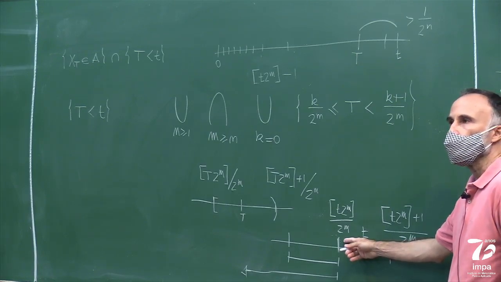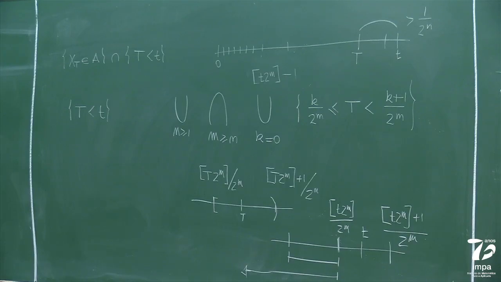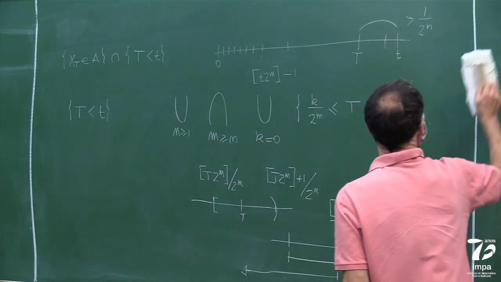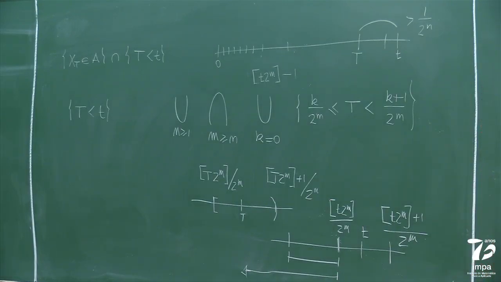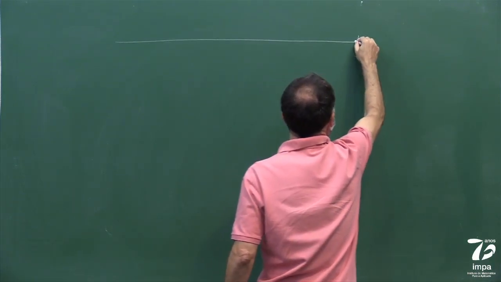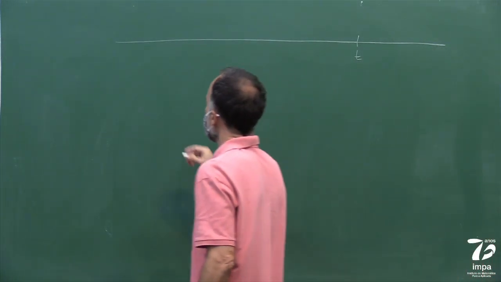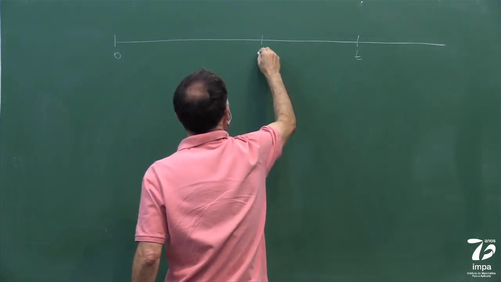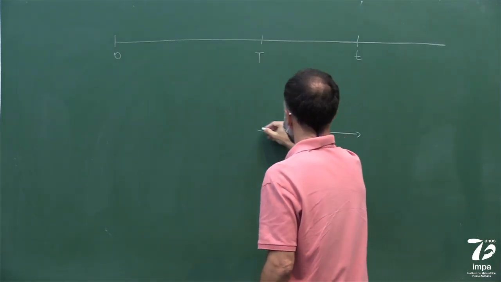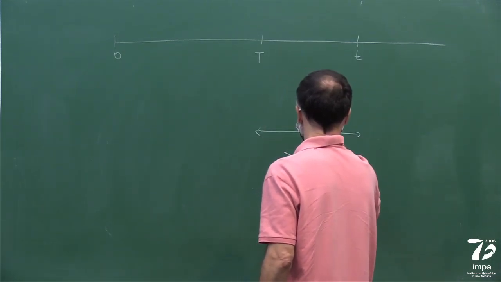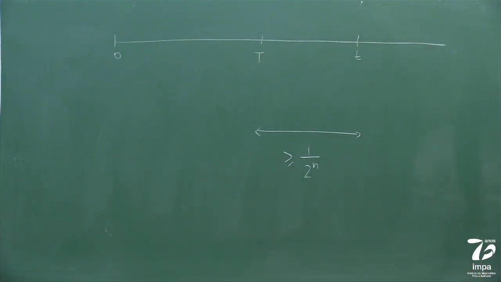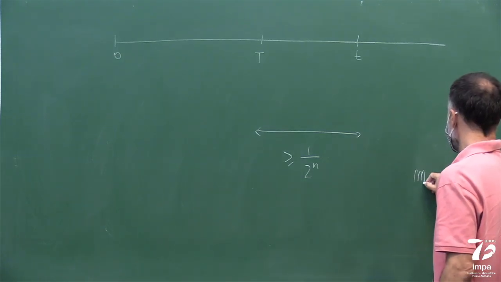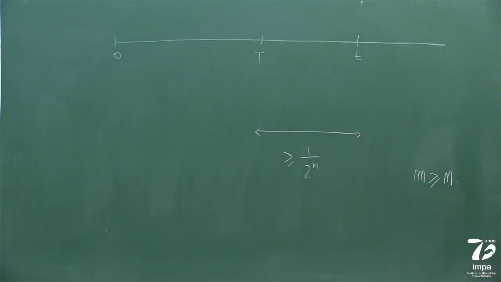Do you agree? Or isn't it clear? Should I repeat what I'm doing? So what I'm saying is that I have my interval here up to t. And t is somewhere here. And this difference is larger than 1 over 2n. Okay? Now I fix m larger than n. And I cut my interval in intervals of size 1 over 2m. Okay?